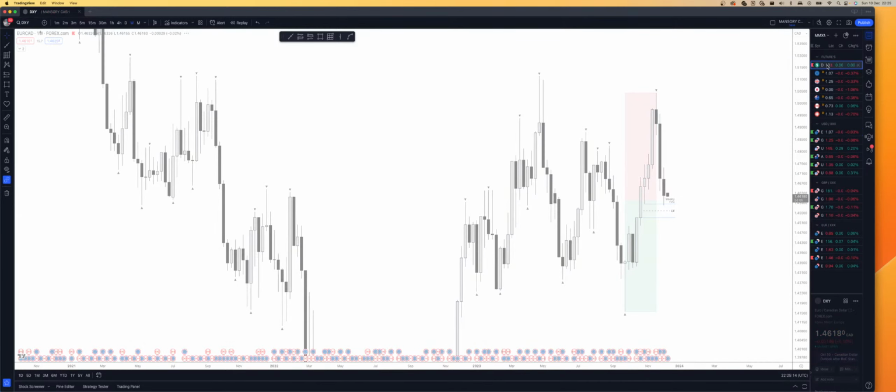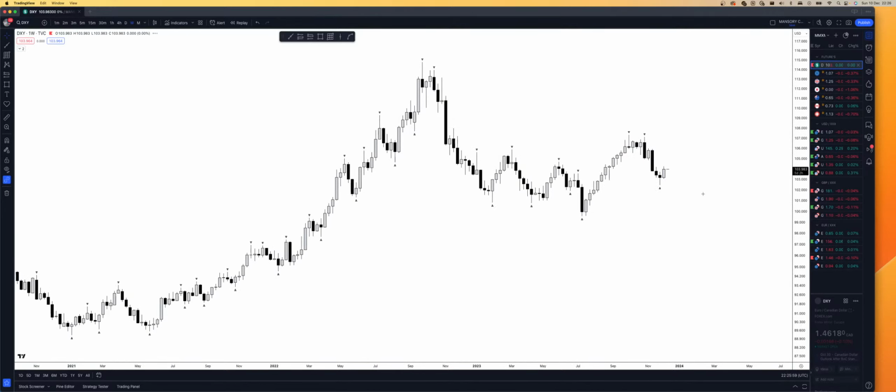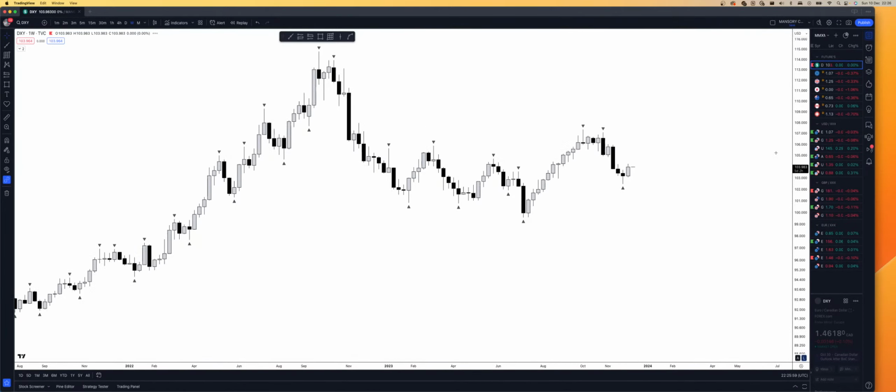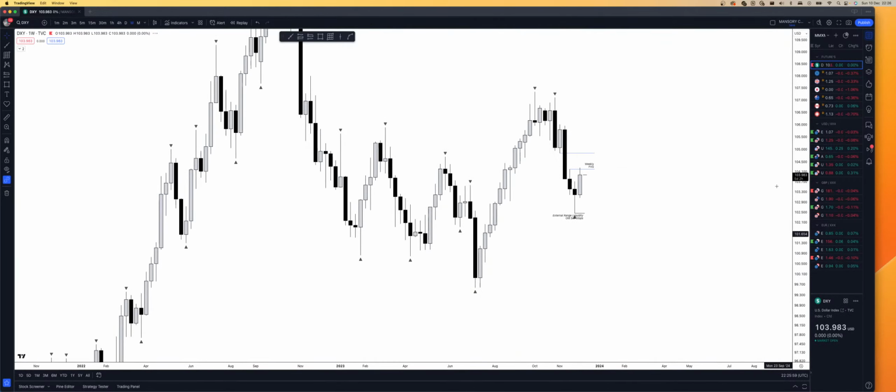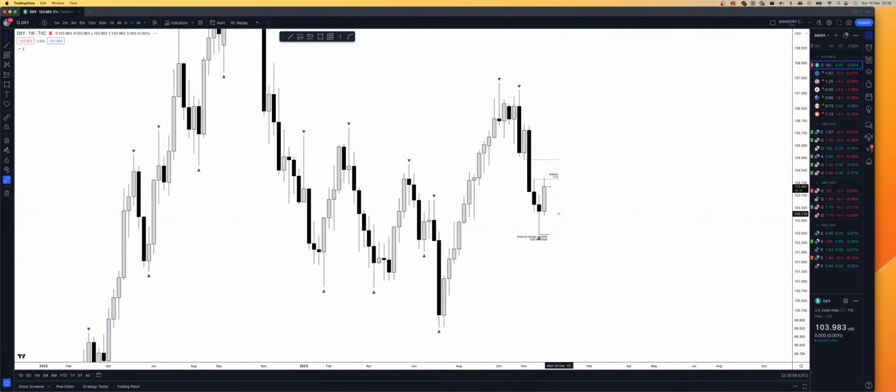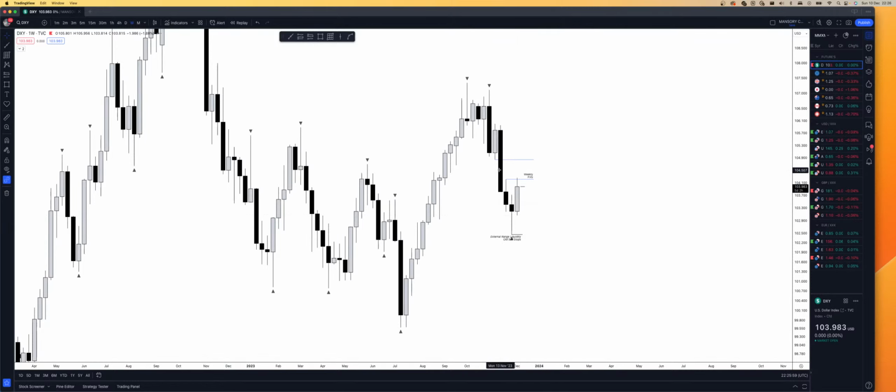So let me start on DXY and then I'll move down through it. Okay, weekly on DXY. I'm going to stick with what I have marked out here. What I'm looking at is we've got the weekly fair value gap. We've tapped in and we've started to push down. My main target is these lows. See this fractal low?